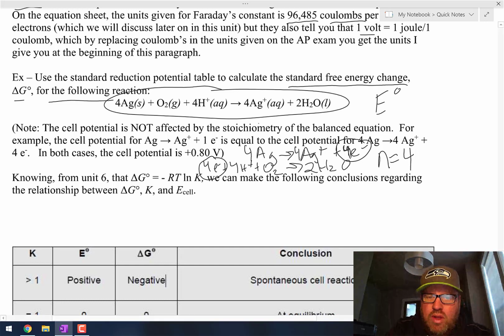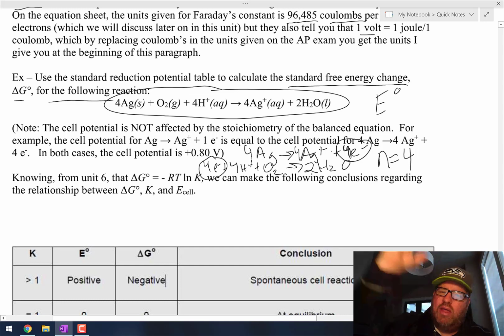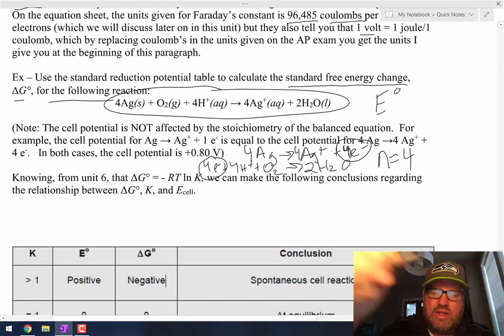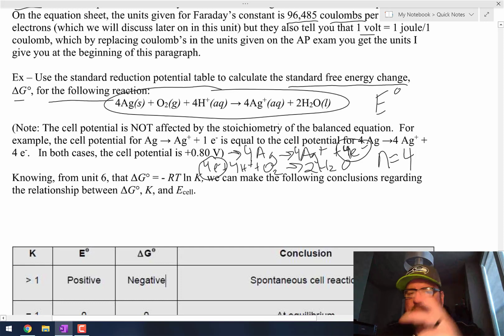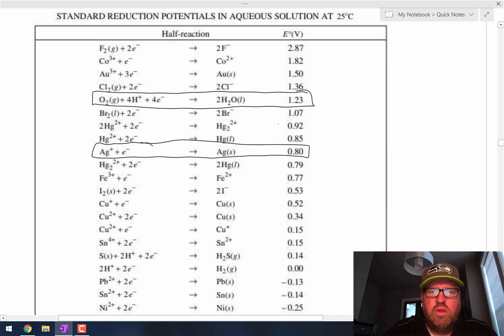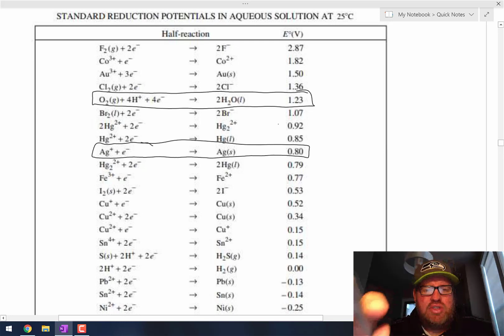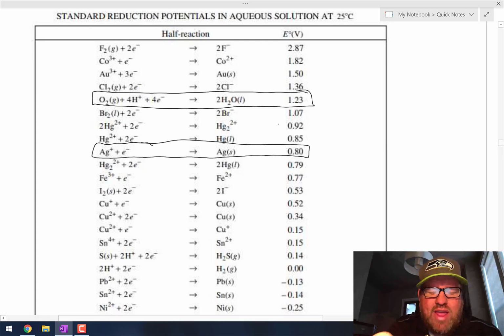Okay, so now we need to go find our two equations up in the standard reduction potential table. One of them, remember, is written here as an oxidation. Up there, we're going to find it as a reduction. Back at our standard reduction potential table, I've already put rectangles around the two reactions. Remember, they're both written as reductions, but the silver was the one being oxidized.